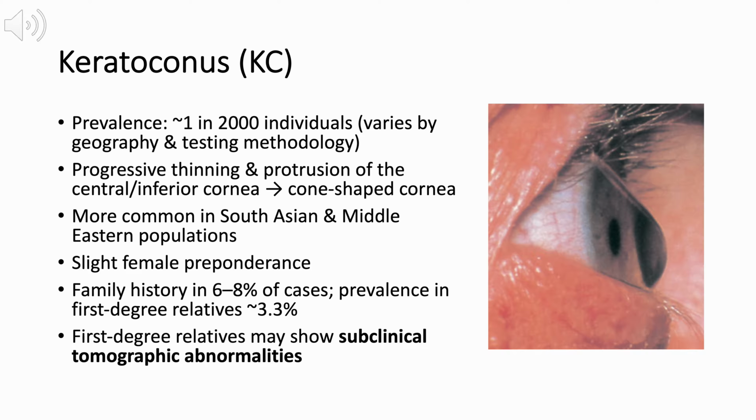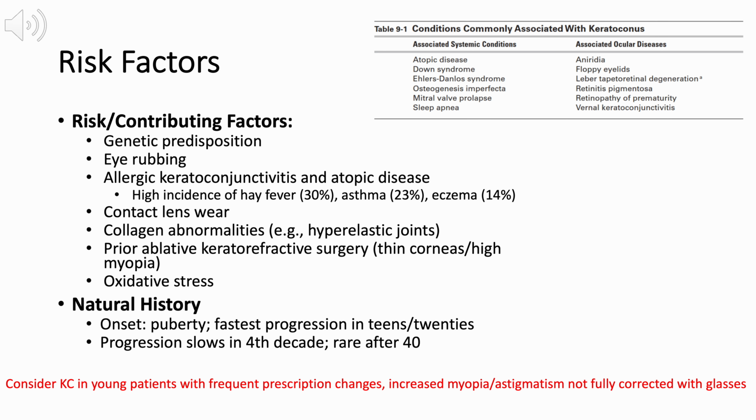preponderance. Family history plays a role, with approximately 6 to 8% of cases reporting affected relatives and a prevalence of about 3.3% in first-degree relatives. Importantly, first-degree relatives may also demonstrate subclinical tomographic abnormalities, highlighting the genetic influence. The clinical image provided illustrates the classic conical protrusion of the cornea that defines keratoconus, a hallmark feature of this condition. Keratoconus is influenced by a variety of risk and contributing factors.